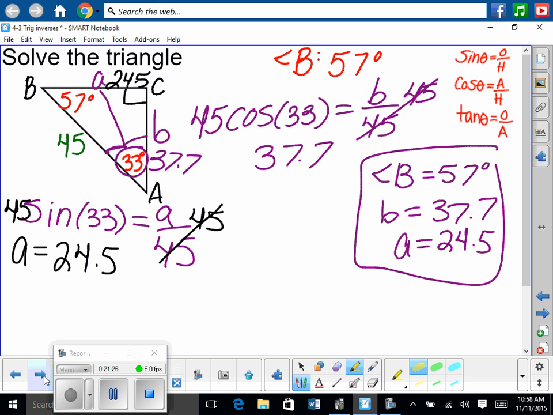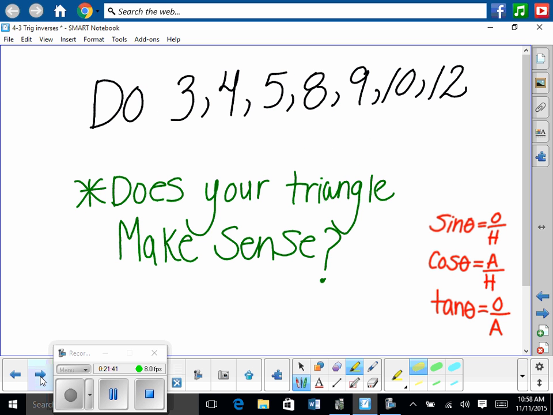Look right here. 33 degrees is my smallest angle. Was that my smallest side? Medium angle, was that my medium length side? Yep. And then 90 was my largest angle, largest side. So you can kind of check your triangles and say, do they make sense? All right, so do these problems as you go check them.